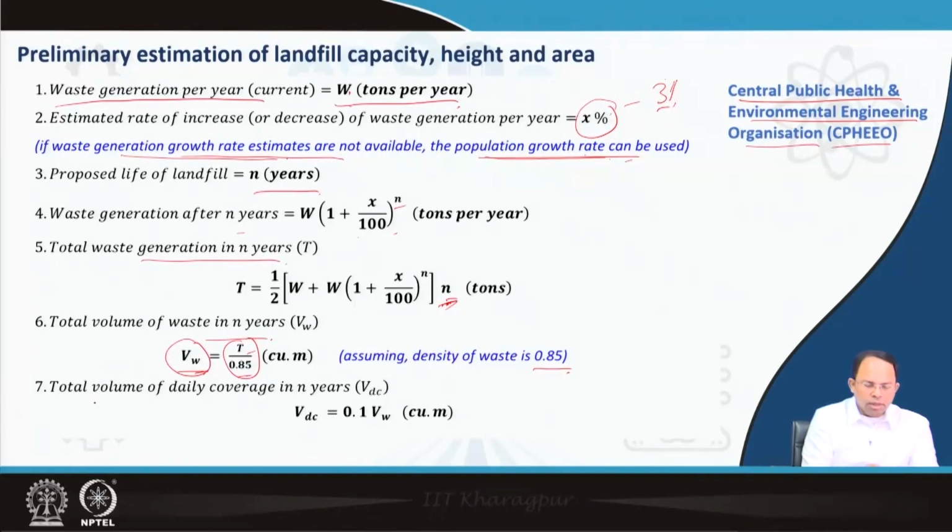Now the total volume of daily cover which would be required for these N years is actually 10% of the total waste volume that we have discussed earlier. So we take 0.1 VW, as the total waste volume is VW. So 0.1, that is 10% of that, is VDC, which is the volume of daily cover, right?